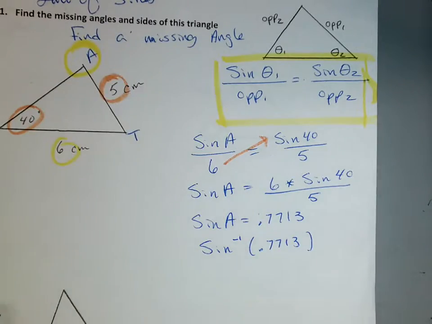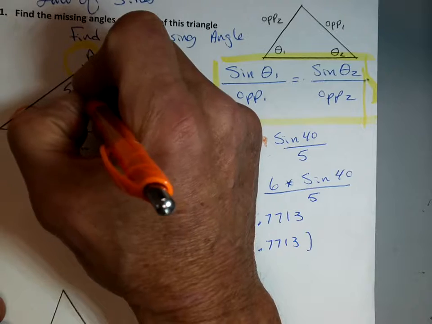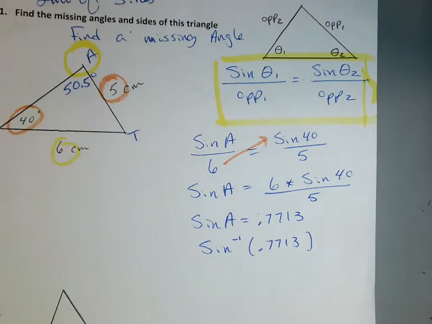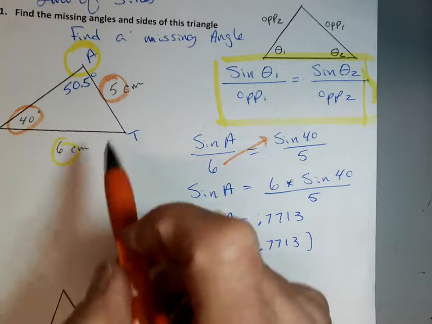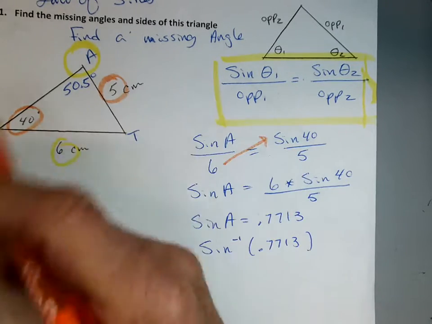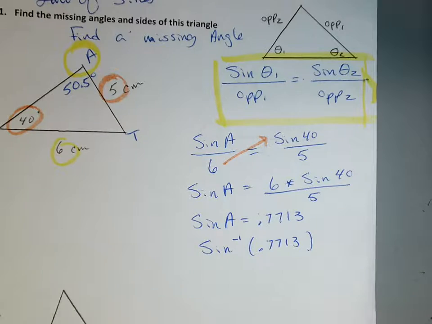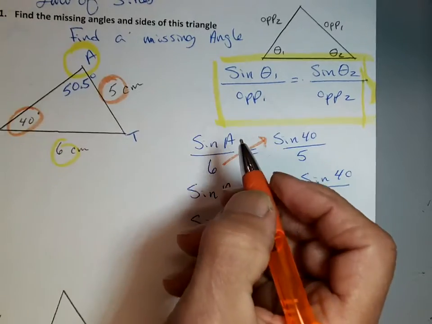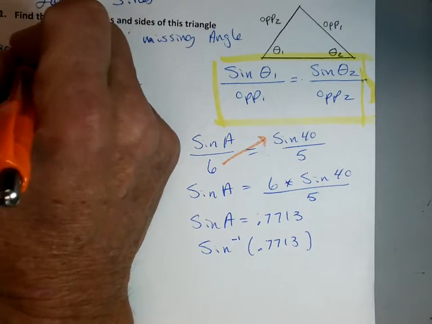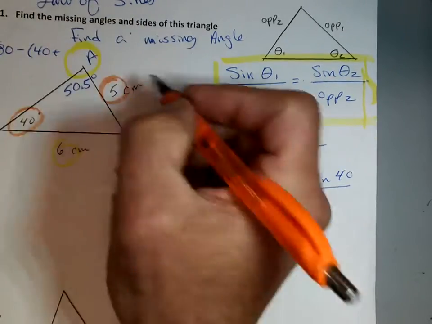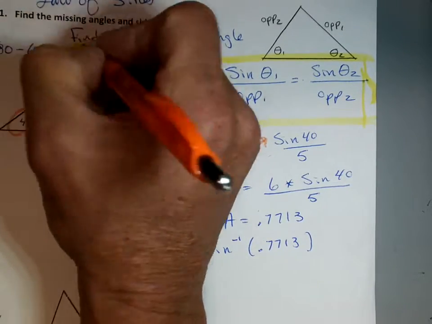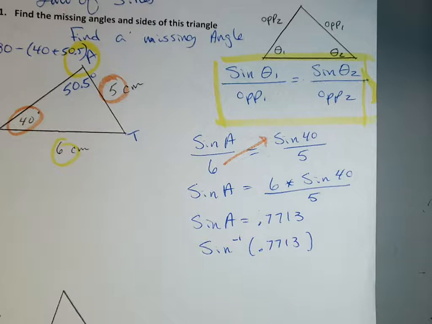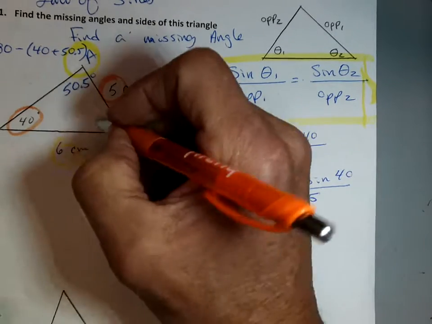Okay, so angle A is 50.5 degrees. Now from here I can find angle T pretty easily, can't I? I don't need trigonometry, just subtract from 180, right? So angle T is equal to 180 minus my 40 plus my 50.5, right? 180 minus parentheses 40 plus 50.5, and I get an answer of about 89.5, okay?